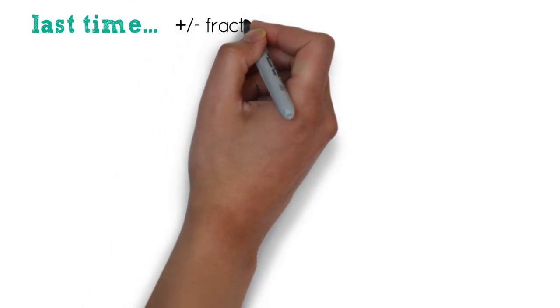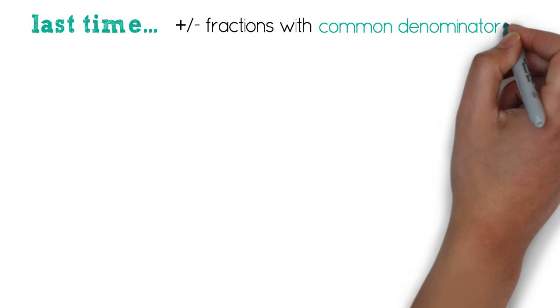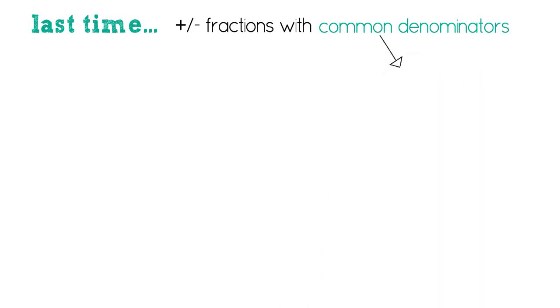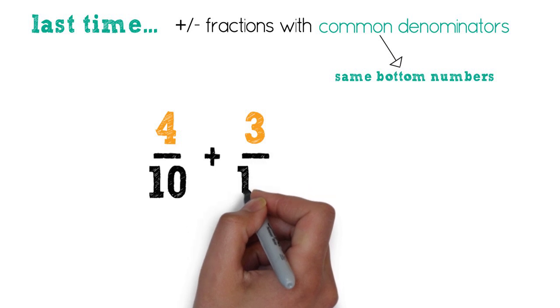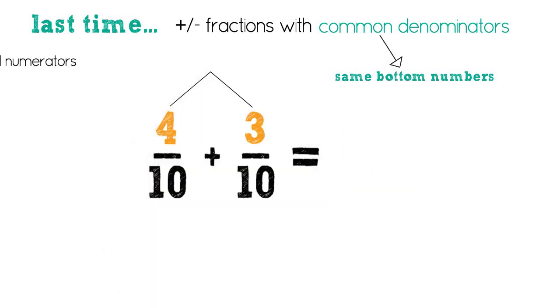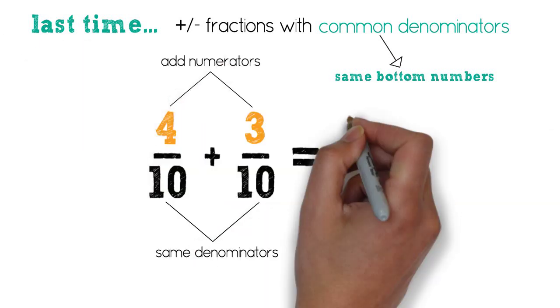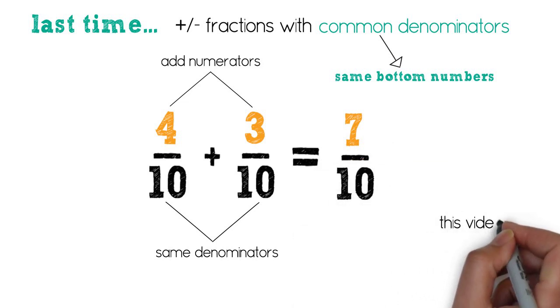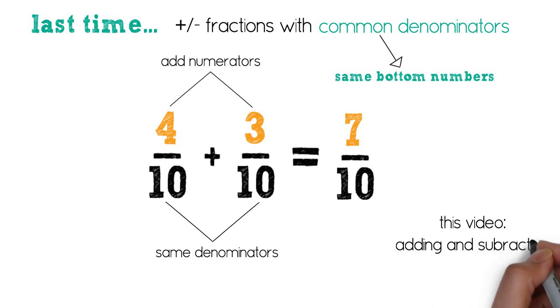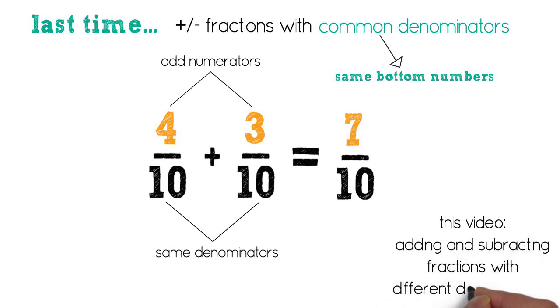In the first video of our two-part series, Adding and Subtracting Fractions with Common Denominators, we learned that it is very simple to add fractions if you already have a common denominator. Here's an example problem for a quick review. If you have 4/10 and you add that to 3/10, you add the numerators and keep the denominator the same to get an answer of 7/10. Simple. In the second video in our series, we'll be discussing what to do when fractions have different denominators.